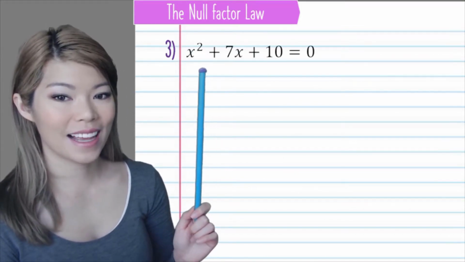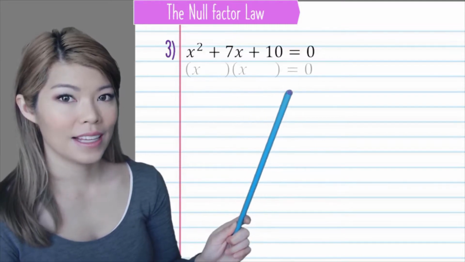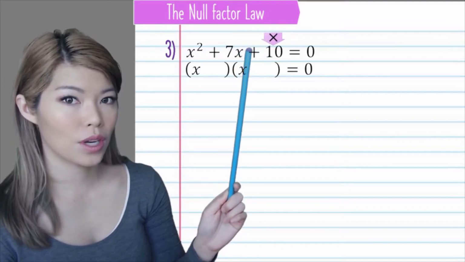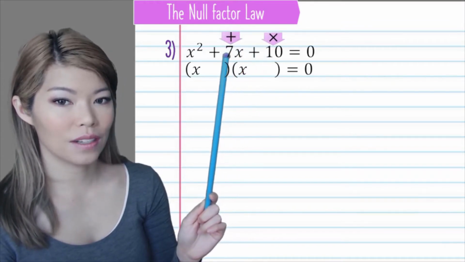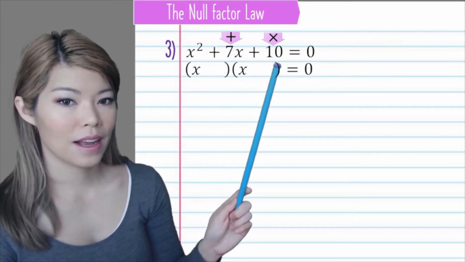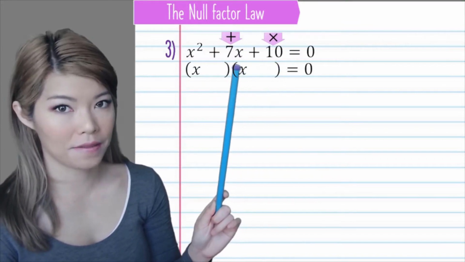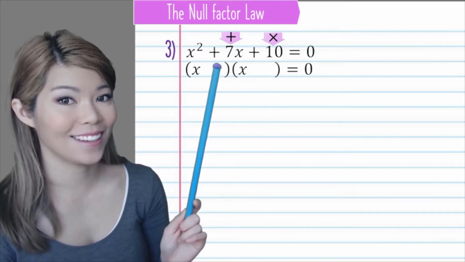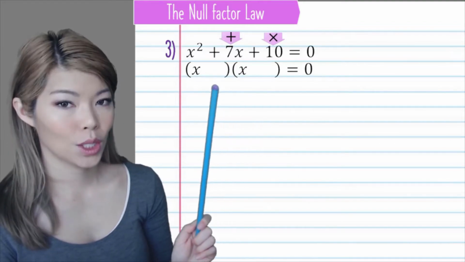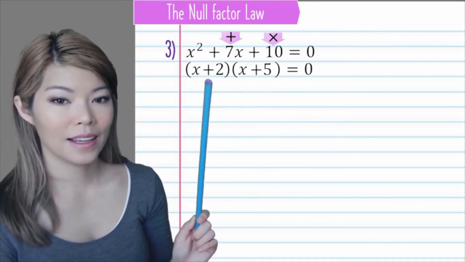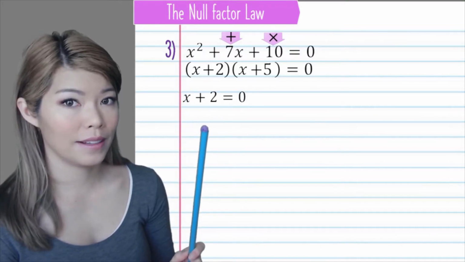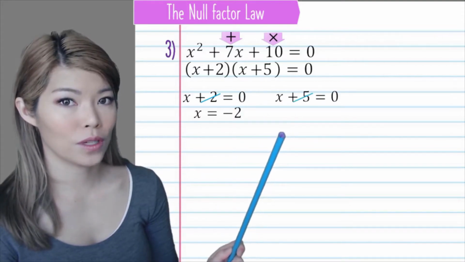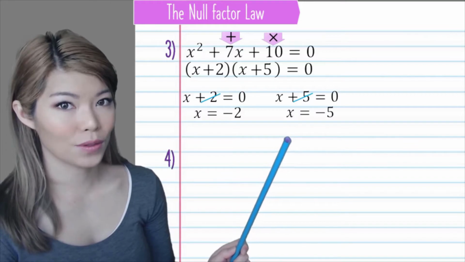Next question, x squared plus 7x plus 10 is equal to 0. So let's factorize this by looking for two factors of 10, or two numbers that multiply to give 10 and add to give positive 7. So what are the factors of 10? 1 and 10 does not give 7. What are the next two factors we can think of? 2 times 5, and that does equal 7 when you add it together. So 2 and 5 go in there. So now x plus 2 is equal to 0, which means x is equal to minus 2, and x plus 5 is equal to 0, which means x is equal to minus 5.